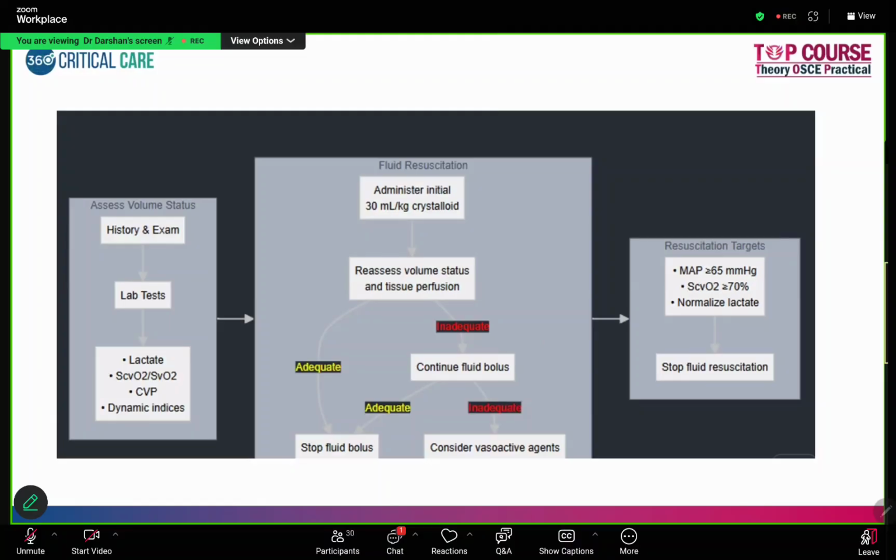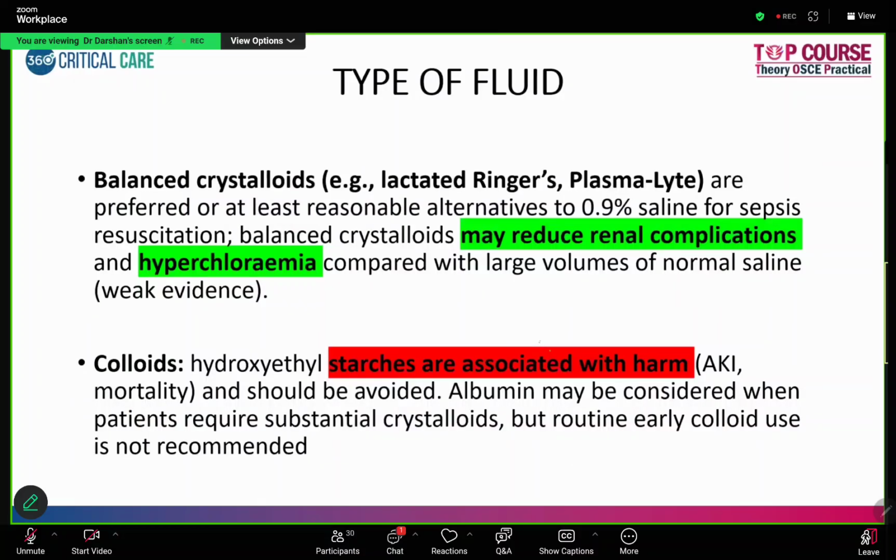Urine output and MAP is majorly what we need to look at. Normalization of lactate, lactate clearance, is what you need to remember. If you remember, more than 30% is excellent, less than 10 is not good. That is one thing you need to recall whenever you're talking about lactate clearance in patients with sepsis, with septic shock.